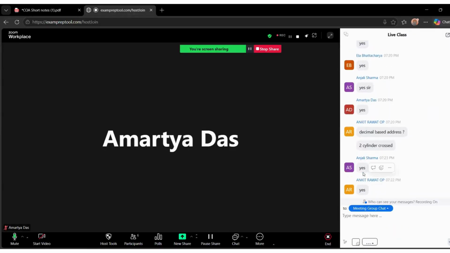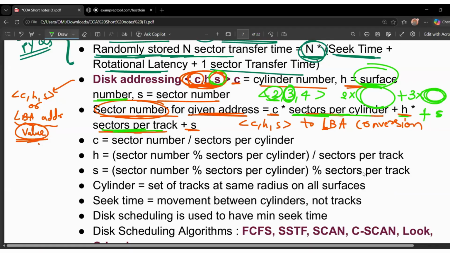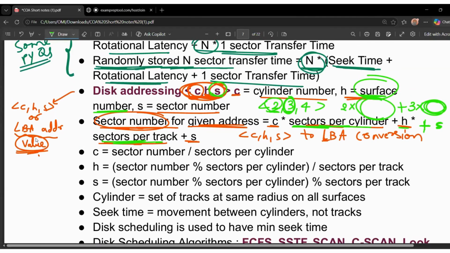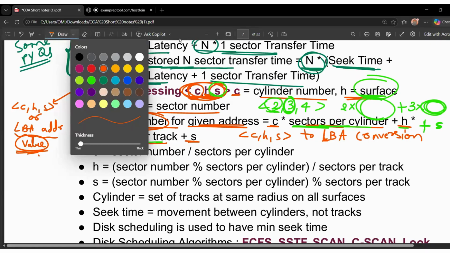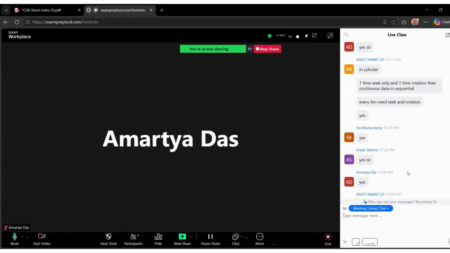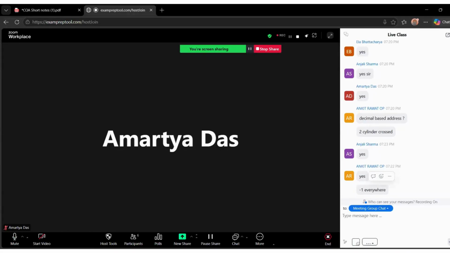How many sectors to pass. So this is in zero based indexing, right? If you have one based indexing, then I have told that you have to do C -1, then H -1. And if something is changed in the question, you can take care.